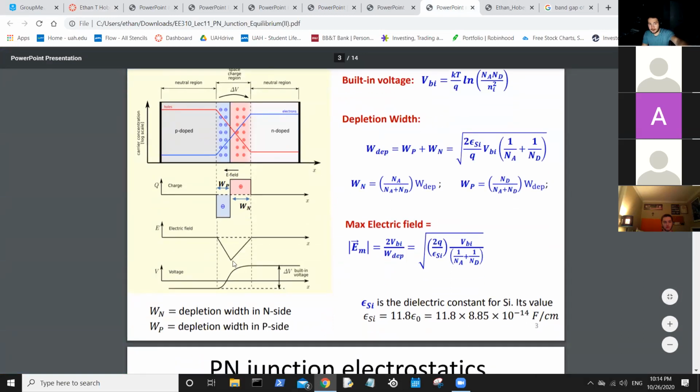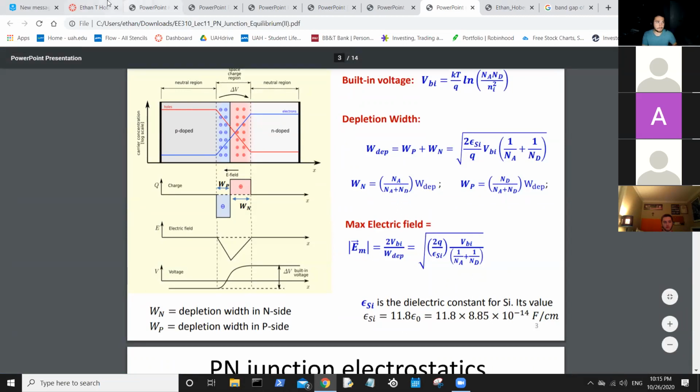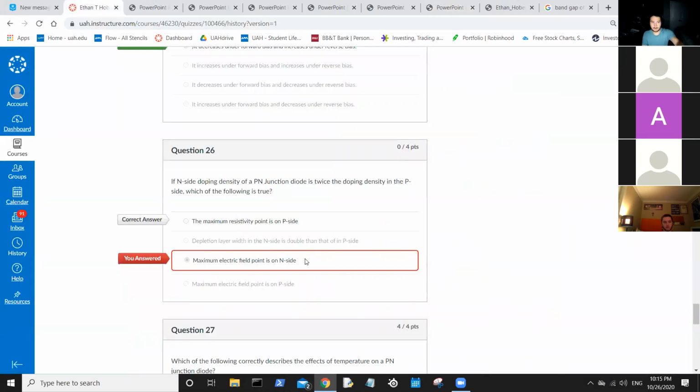It is never anywhere else. It's never going to be one side or the other. It's always at the junction point. The only thing that changes is how steep that slope is to the junction point, based off the area that is taken up by each doped side. So that's an obvious wrong answer. I was probably hungry at this point.